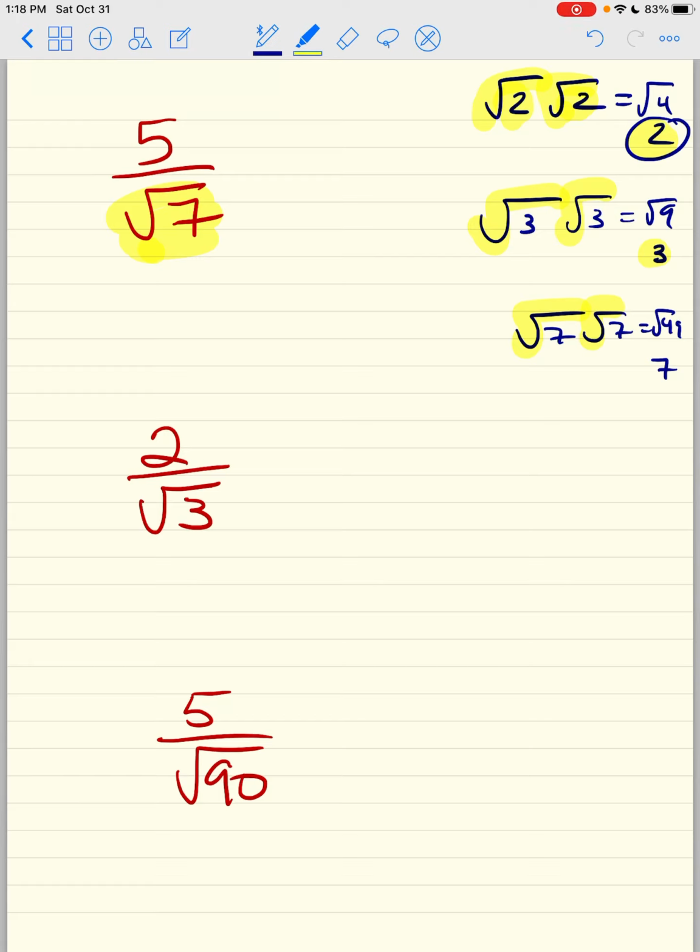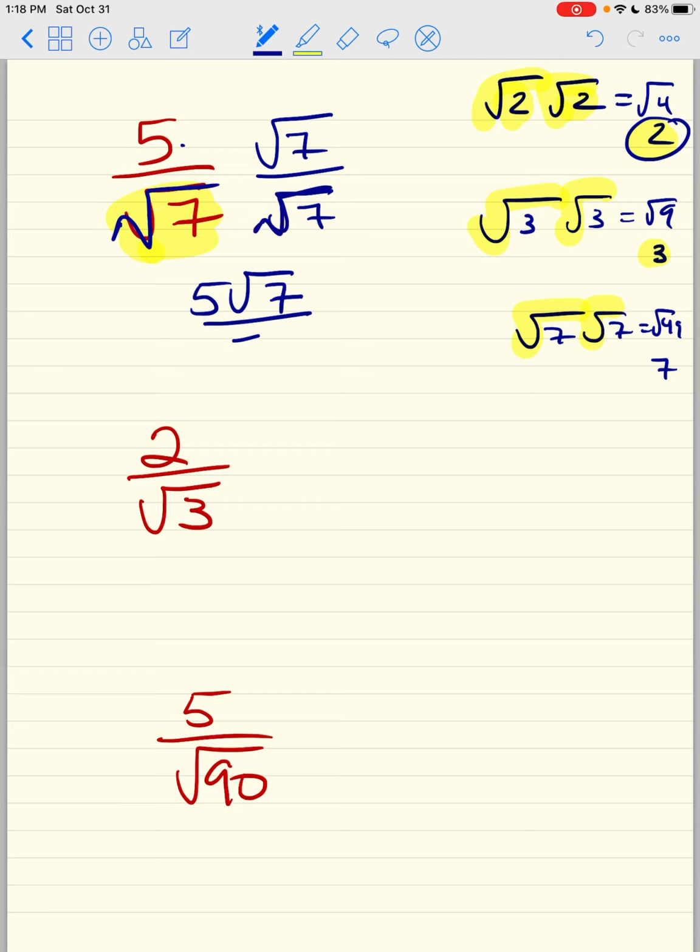So that's what we're going to do here. We're going to multiply the top and bottom by the square root of 7 in this case. 5 times the square root of 7, remember we looked at multiplying, you just multiply number times number, radical times radical. So really, this is just 5 square root of 7. Square root of 7 times the square root of 7 is just 7. And you're done. You rationalize the denominator. So in later problems, I'm going to show you how to do the more complicated ones. But for now, let's just practice.